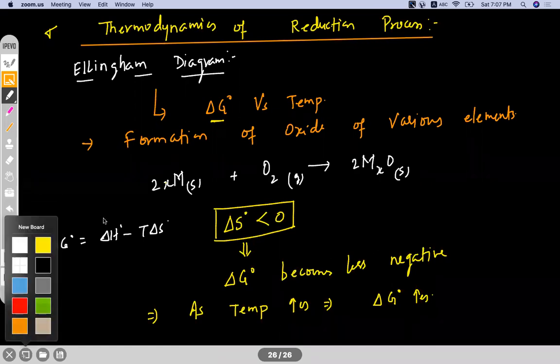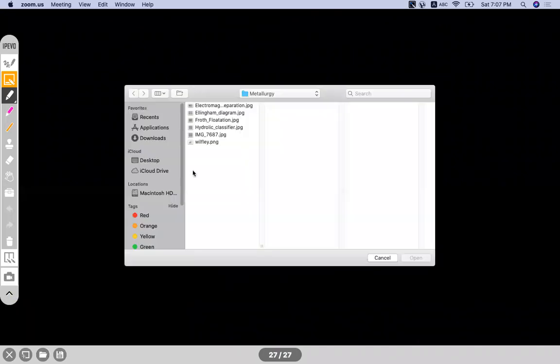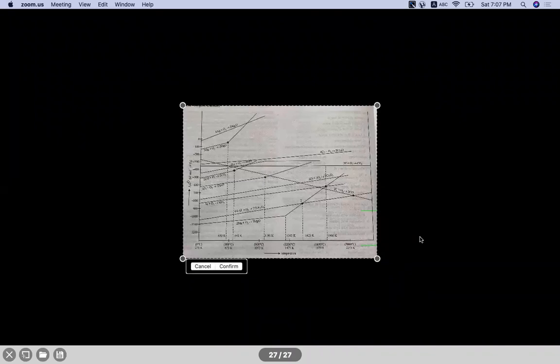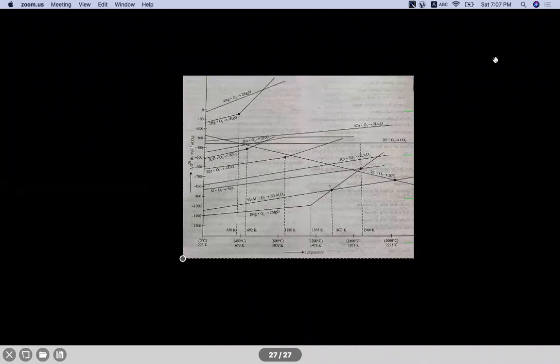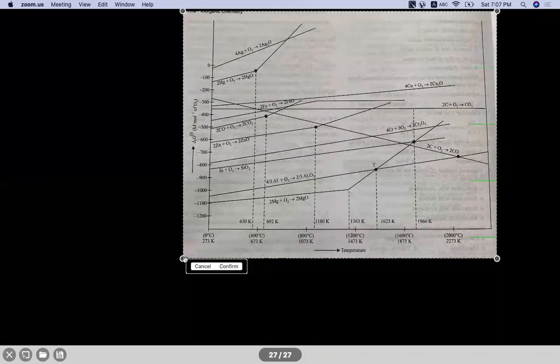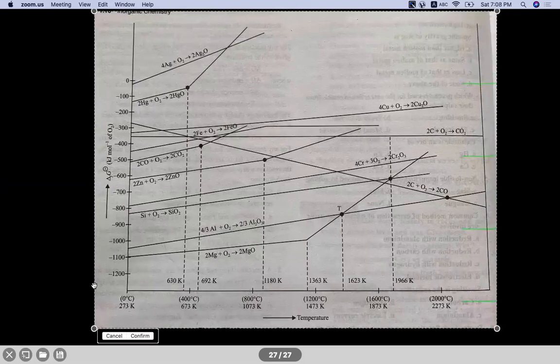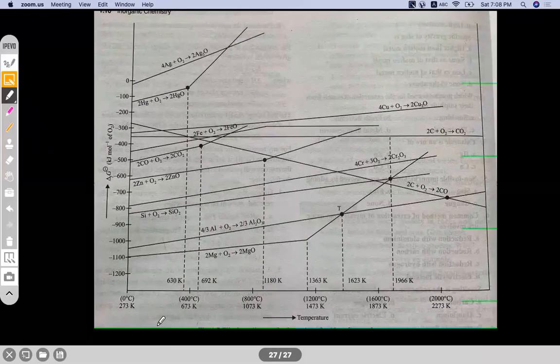That's one thing. Now, I'll show you the Ellingham diagram here. This is the Ellingham diagram we have. It is given in NCERT also, so you can open it up and see. Is it visible to all of you? Yes, sir.